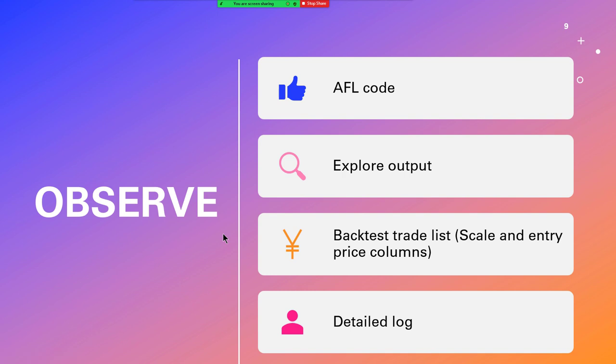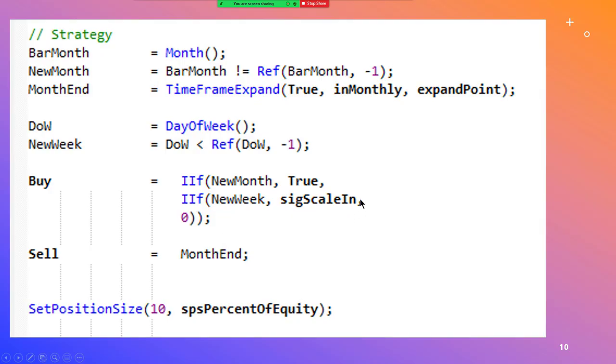We'll use our explore functionality so that we can observe the signals within the data itself. Then we'll have a look at the output from the backtest trade list, particularly things like the scaling column and the entry price column, which are a couple of things that people tend to get tripped up on. So we'll spend a little bit of time on that, and we'll also have a look at the detailed log, where you can really get into the nitty-gritty of what's going on behind the scenes. So here's the basic strategy.